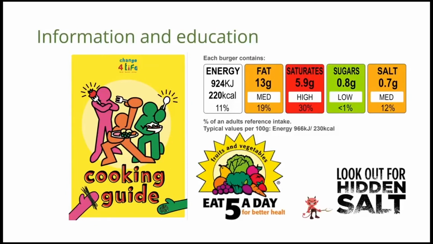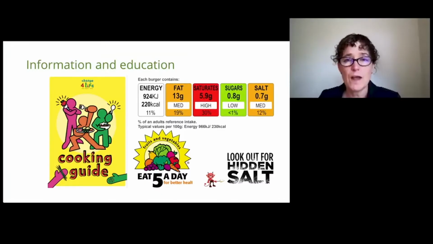So many policies that governments have implemented around the world have aimed to provide information and education on what is healthy food and how to prepare healthy foods. And these have had some, but limited impact. So in the UK, these policies have included the Eat 5 a Day campaign, encouraging people to eat more fruit and vegetables, warnings to be wary of hidden salt in processed foods, changes to regulations over food packaging labels, and guides for meals on how to cook healthy foods.